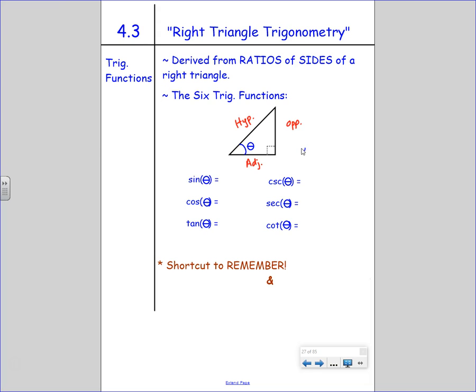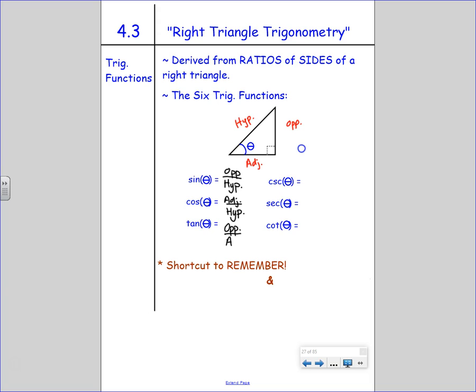And where does SOHCAHTOA first of all come from? SOH: sine equals opposite over hypotenuse. CAH: cosine equals adjacent over hypotenuse. TOA: tangent equals opposite over adjacent.